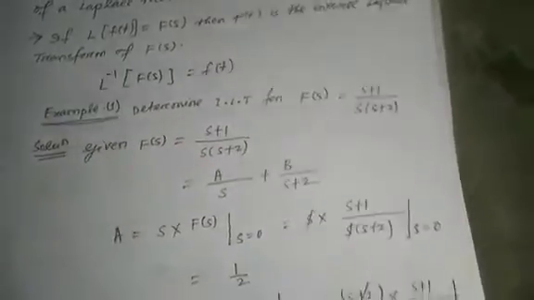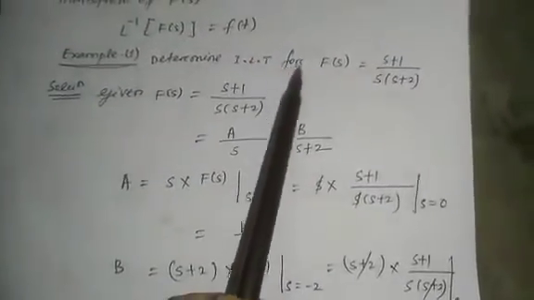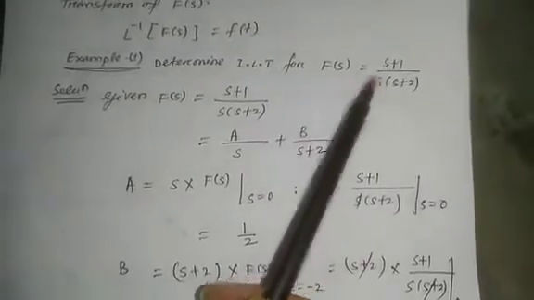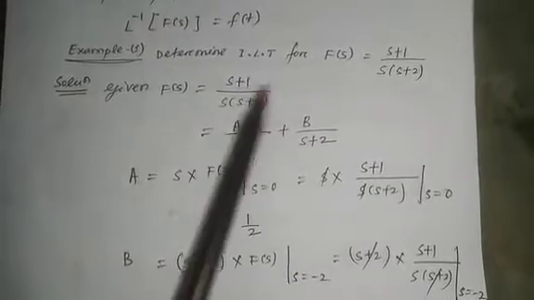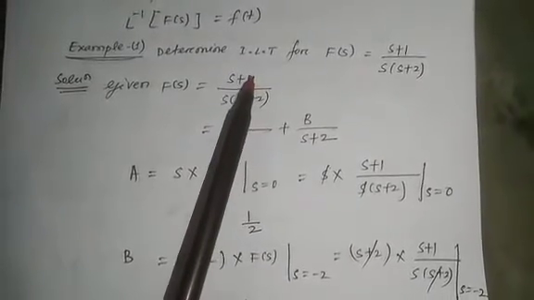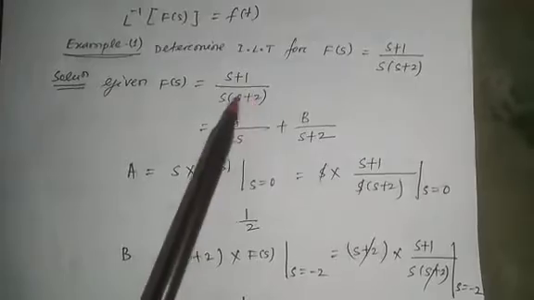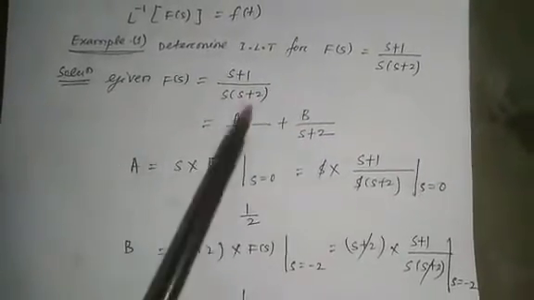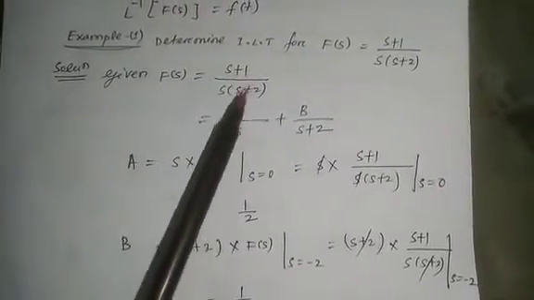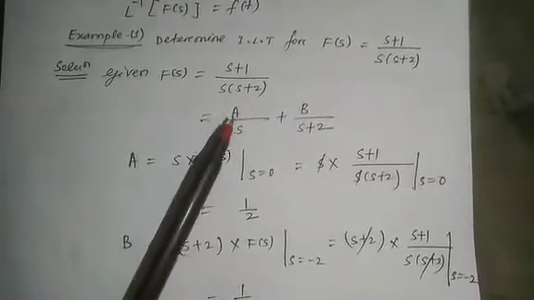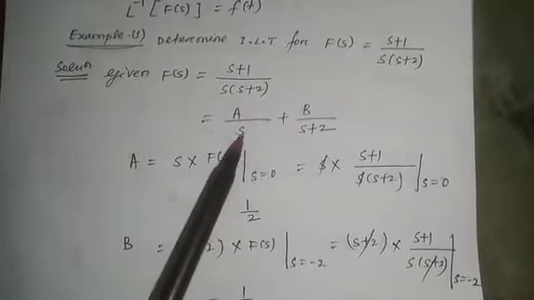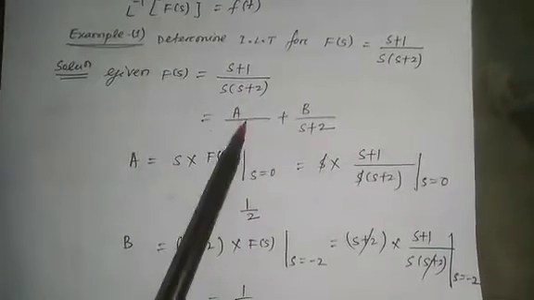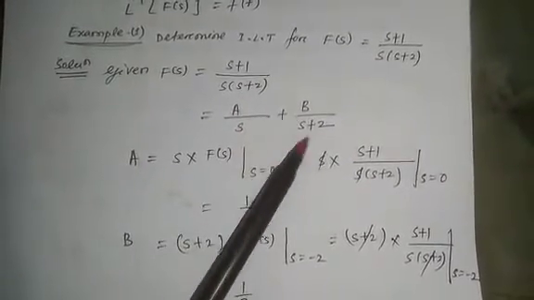You see example 1. Determine the inverse Laplace transform for the function F(s) equal to (s plus 1) divided by s times (s plus 2). You know various methods for calculating the inverse Laplace transform. That is the partial fraction method. You see here how we calculate: given F(s) is equal to (s plus 1) divided by s into (s plus 2). You can write, first, how many s terms are present in the denominator. According to this, you write the fractions a divided by s plus b divided by (s plus 2).